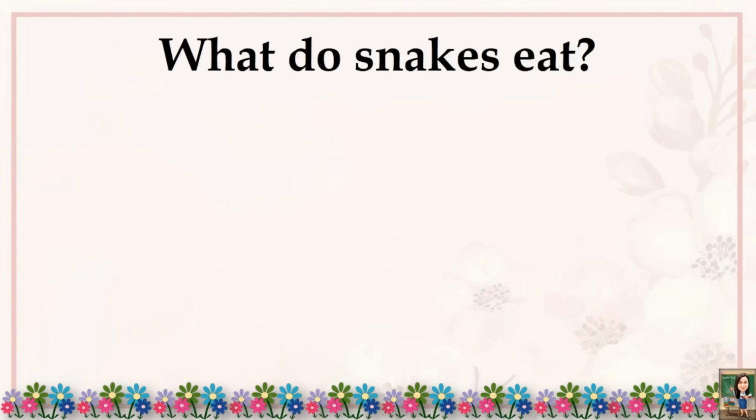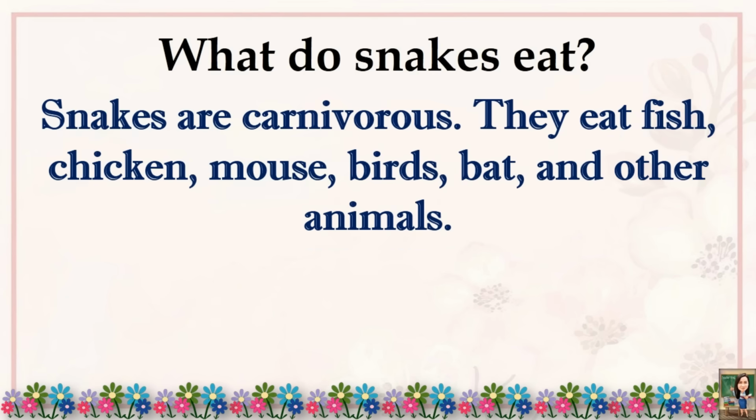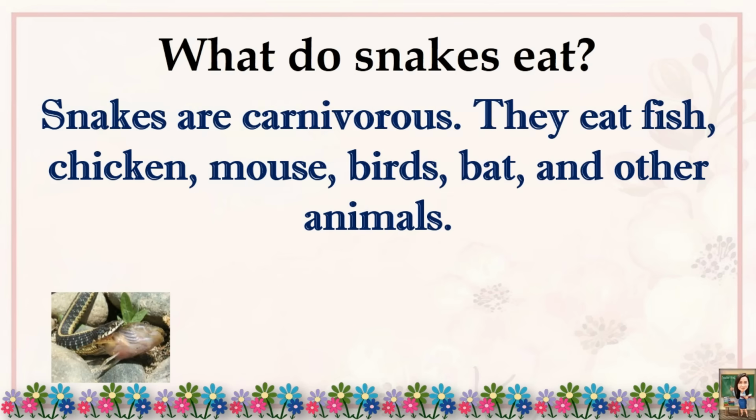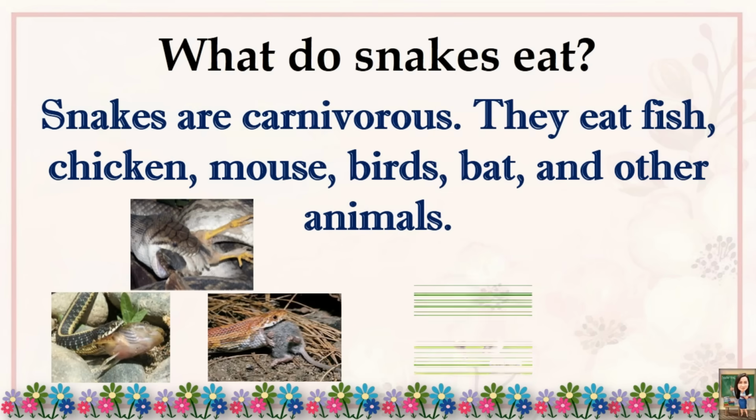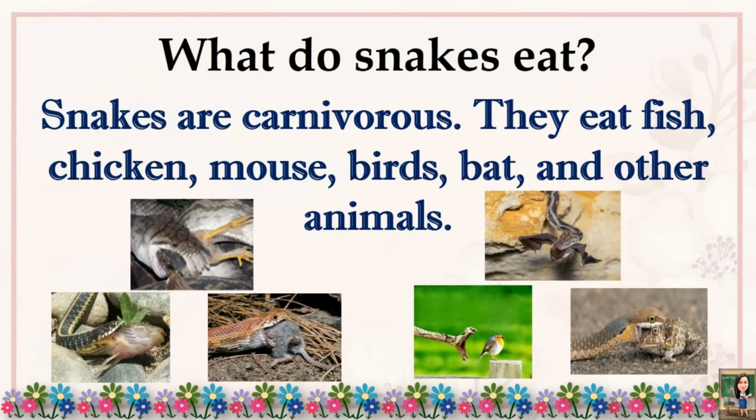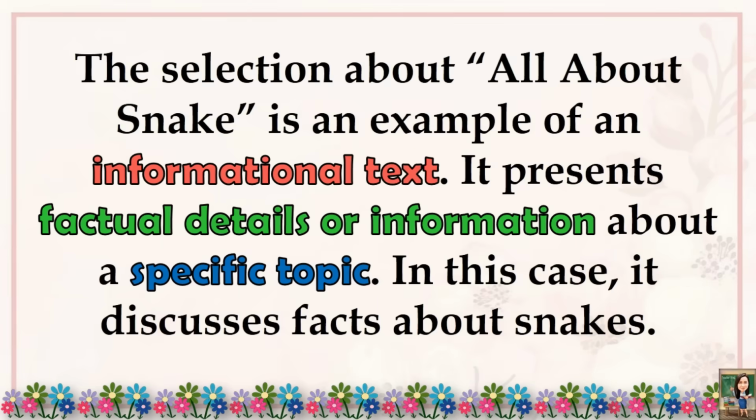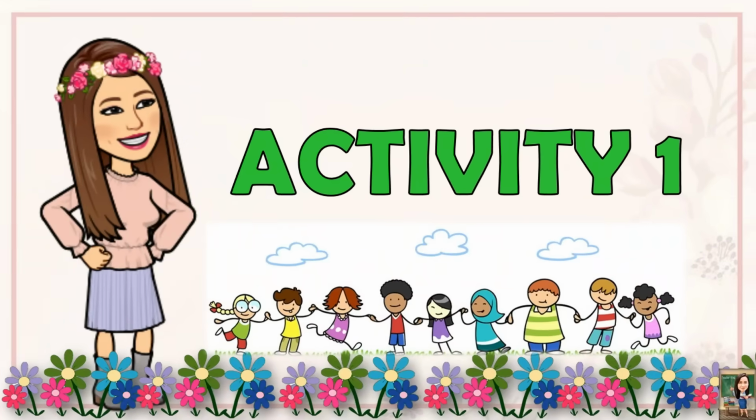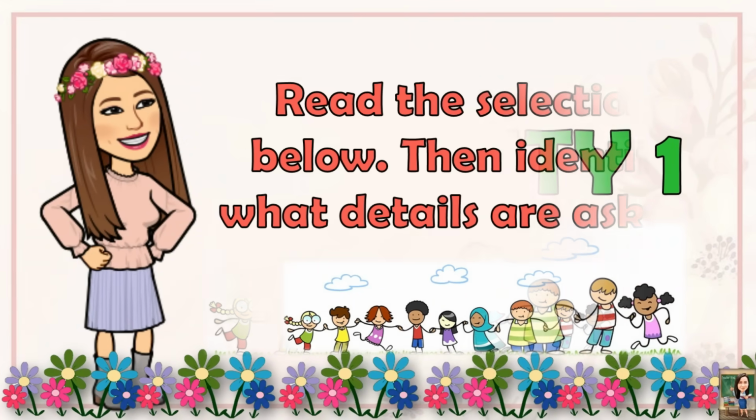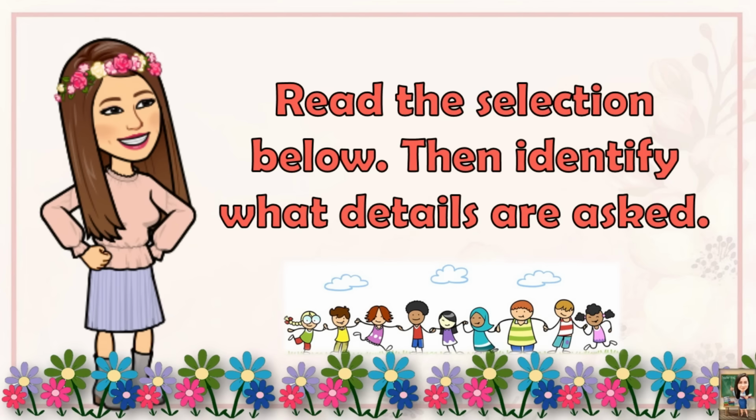Third question, what do snakes eat? Very good! Snakes are carnivorous. They eat fish, chicken, mouse, birds, bat, and other animals. The selection about All About Snake is an example of informational text. It presents factual details or information about a specific topic. In this case, it discusses facts about snakes. Now, for our first activity, Activity 1, read the selection below, then identify what details are asked.